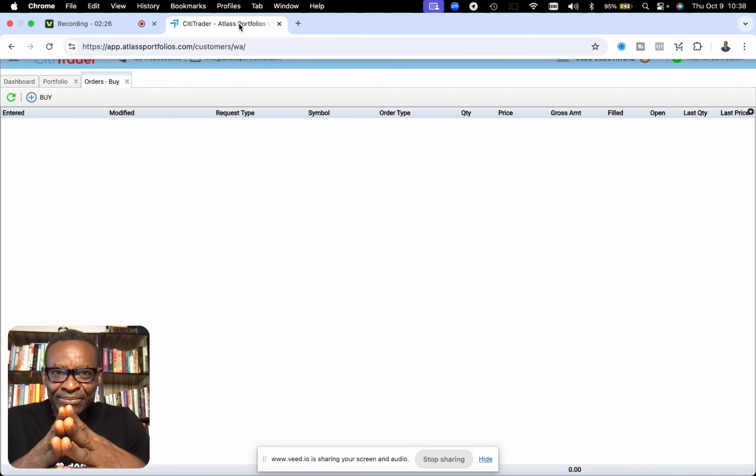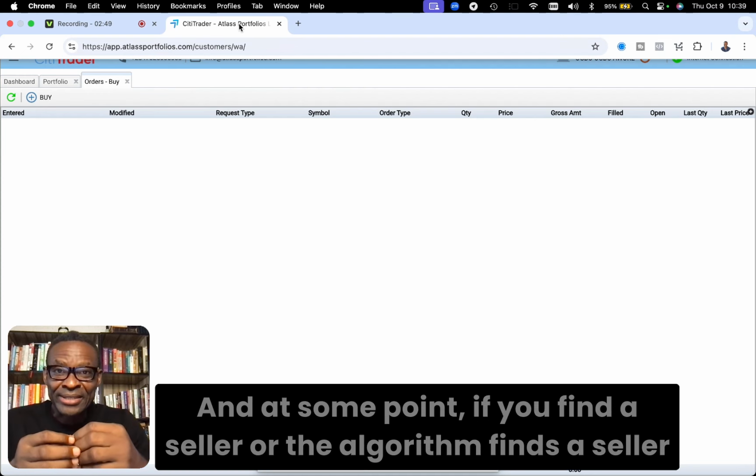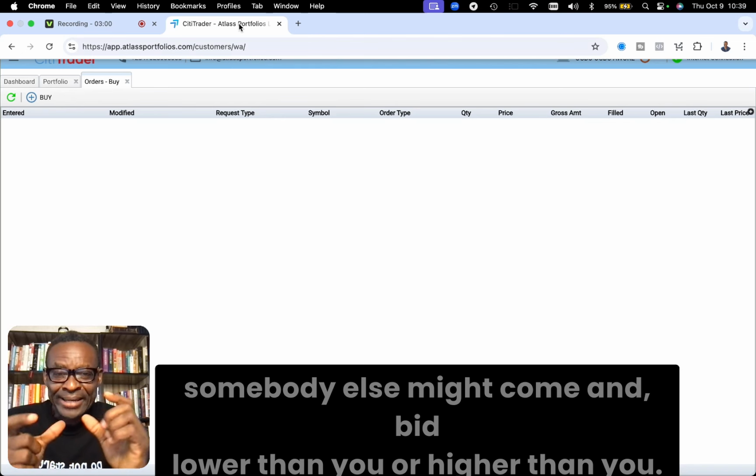The stock market is exactly the same. You can go to the market and say, I want to buy shares of Google today, and this is how much I want to pay. And then the market does its thing. At some point, if you find a seller, or the algorithm finds a seller, that is happy to sell at that price, you've bought it. Somebody else might come and bid lower or higher than you.